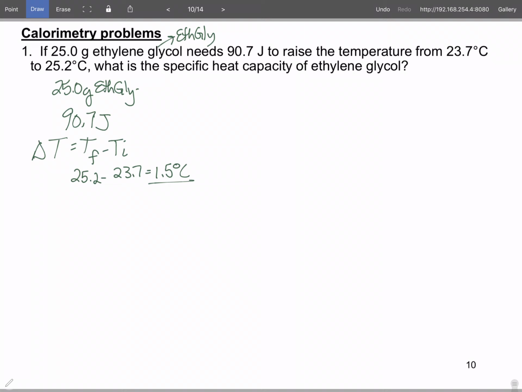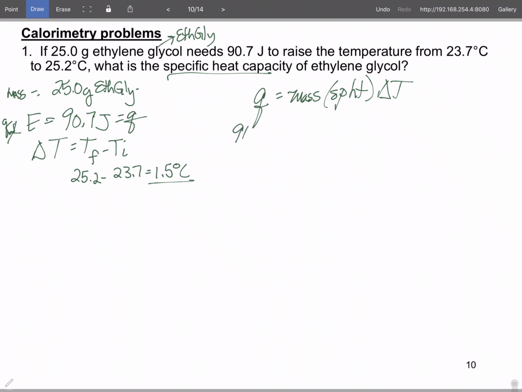Now let's go back and look at it. So grams of ethylene glycol, that's a mass. We don't have a full equation, so we're going to leave it alone. And we have 90.7 joules. So that's some form of energy. And remember, energy comes in Q and W. Well, we're not doing W, so that's going to be my Q value. So we are looking for the specific heat capacity, so that means that Q is going to be equal to the mass times the specific heat times delta T. It's a calorimetry problem.